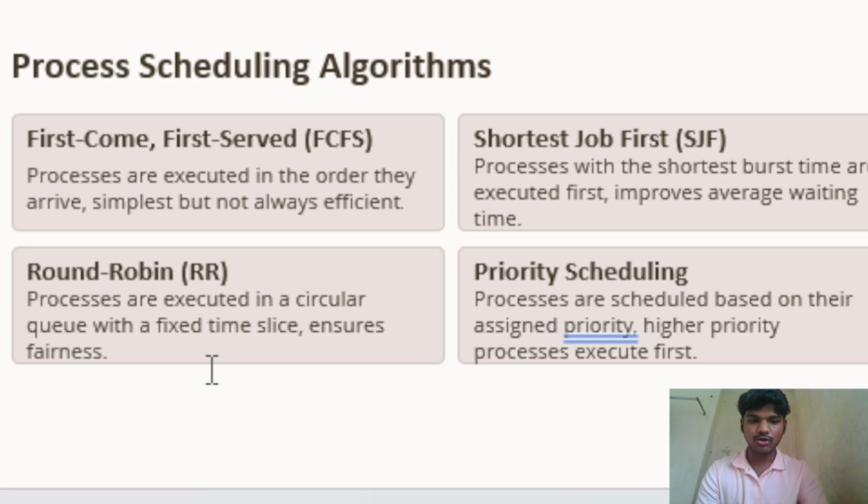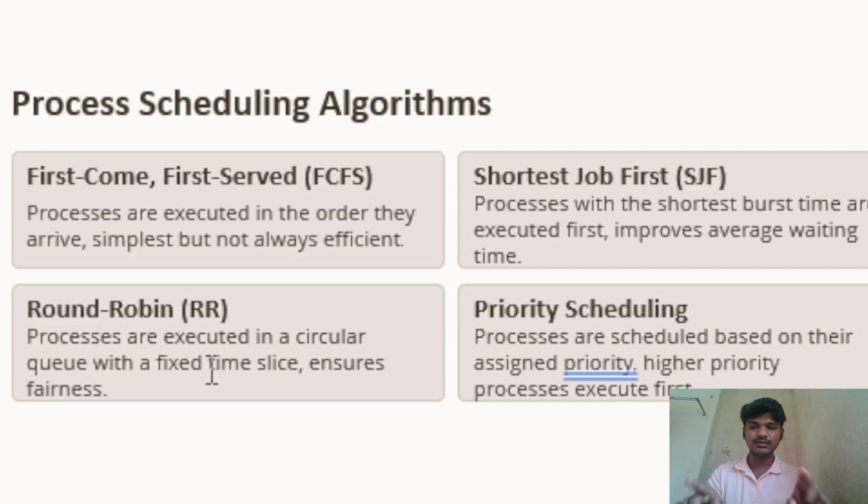Round robin means processes are executed in a circular queue with a fixed time slice. This ensures fairness. Since the processes are in a circular queue with a fixed time slice, fairness is ensured.